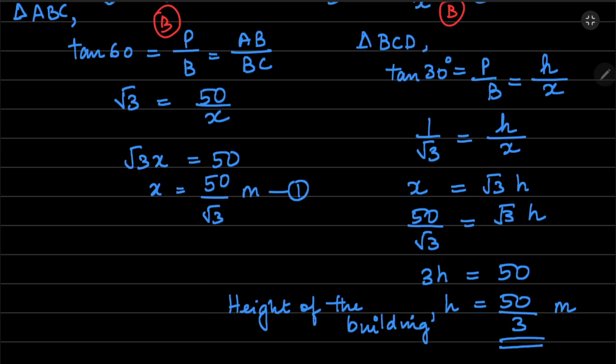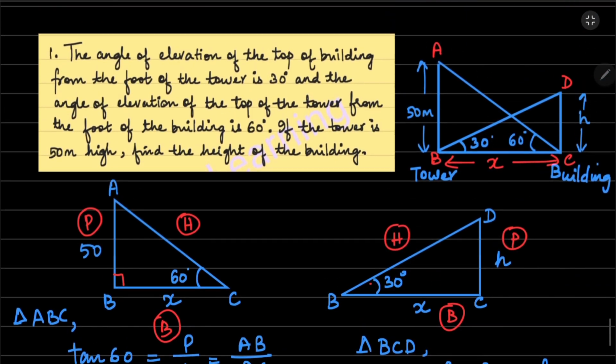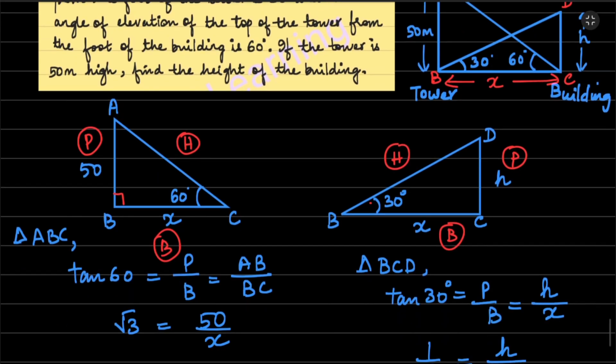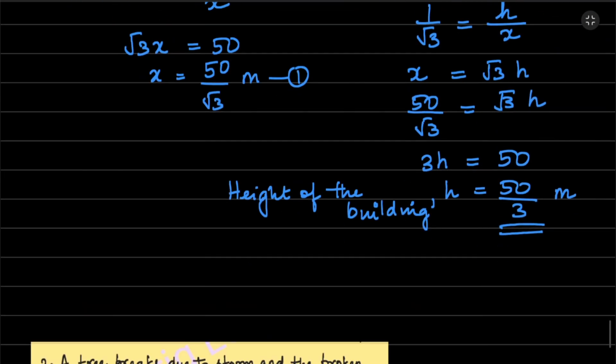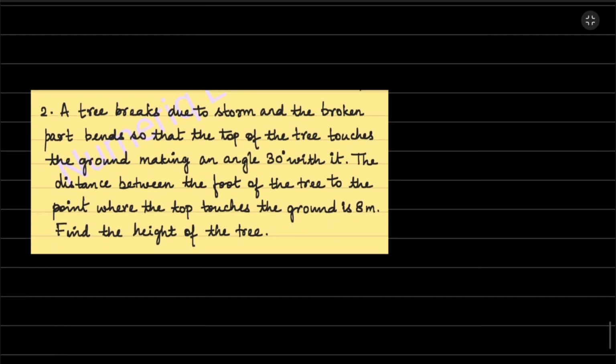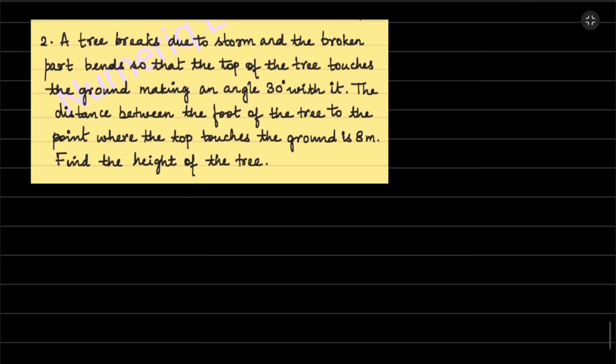So this is how you should do every problem related to applications of trigonometry. Let's try another question. A tree breaks due to storm and the broken part bends so that the top of the tree touches the ground, making an angle of 30 degrees with it. The distance between the foot of the tree and the point where the top touches the ground is 8 meters. Find the height of the tree.